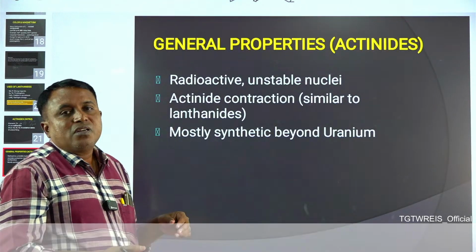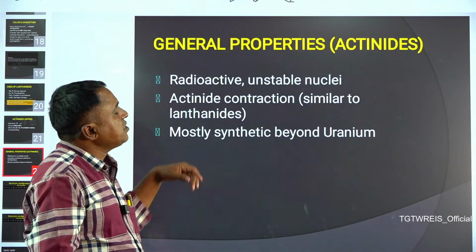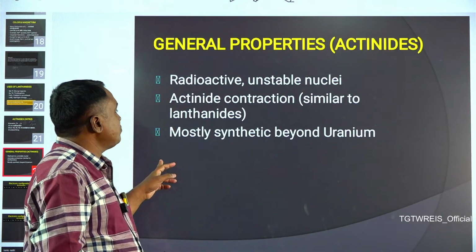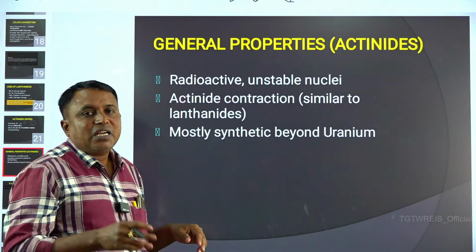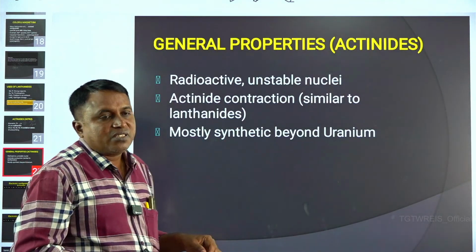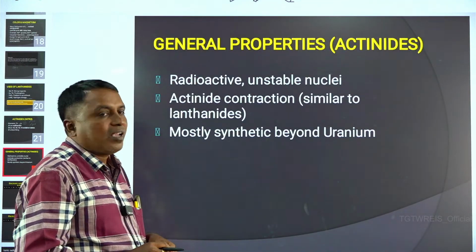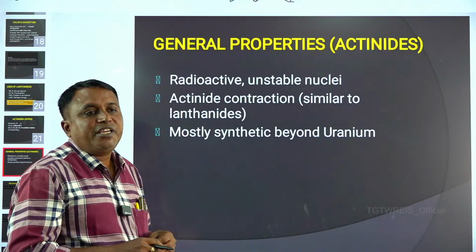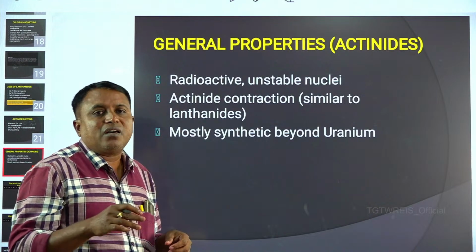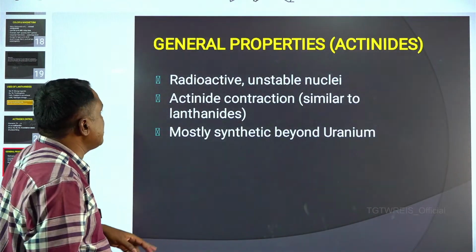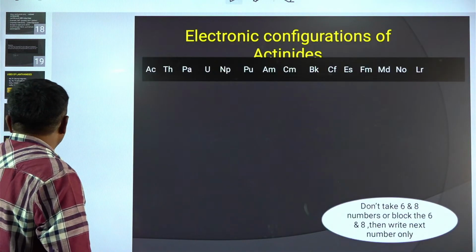That is due to poor shielding effect of the 5f orbitals. So that's why atomic radii decrease from thorium to lawrencium, 103. Most of the actinide elements are synthetic beyond uranium. The elements after uranium are transuranic elements, and all of them are radioactive elements. So these are some general properties of the actinides.